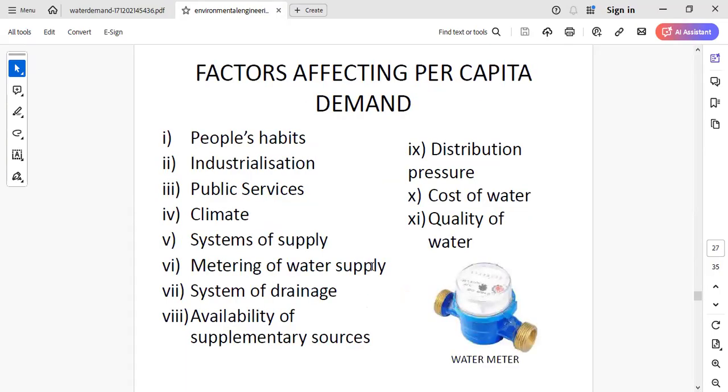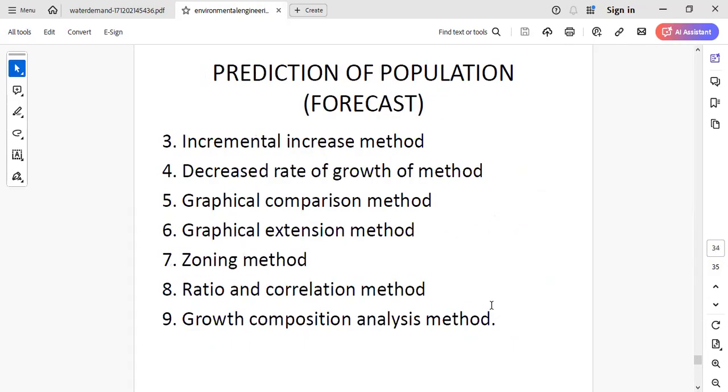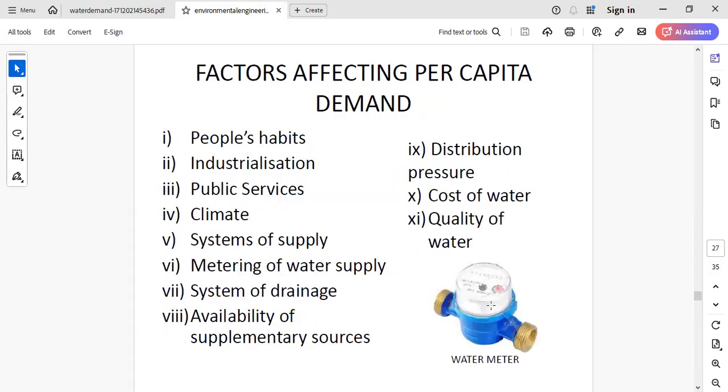And next, coming to factors affecting per capita demand. Here you can see there are 11 factors which affect the per capita demand: people's habits, industrialization, public service, climate, system of supply, metering of water supply, system of drainage, availability of supplementary sources, distribution pressure, cost of water, quality of water.